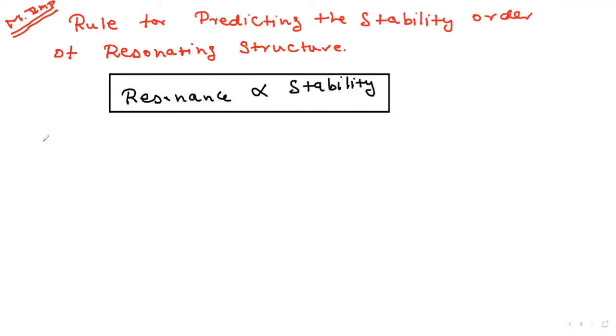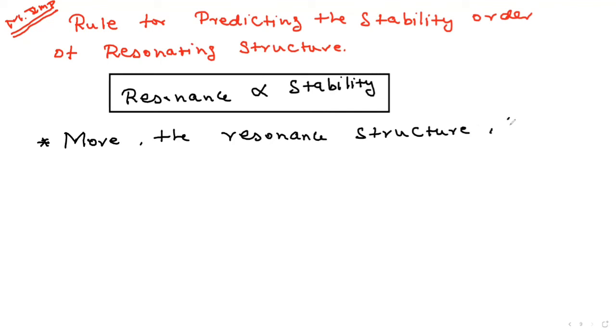The more the number of resonance structures, the more the stability. More the resonance structure, the more the stability. The molecule is more stable.